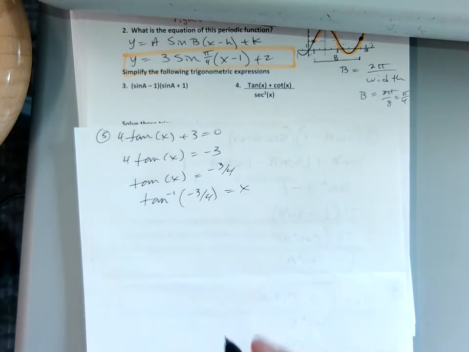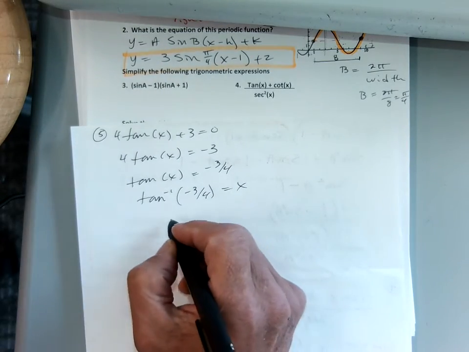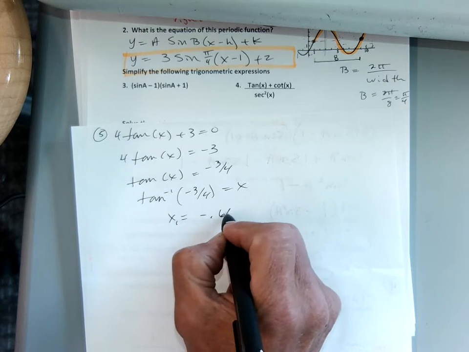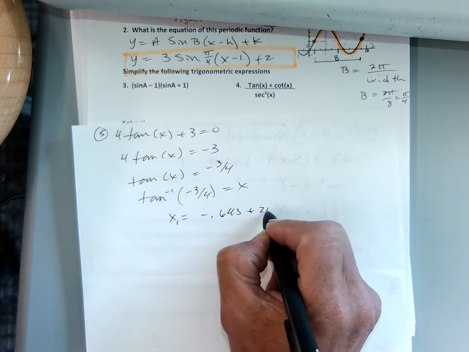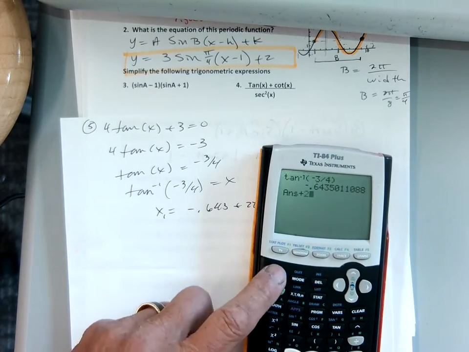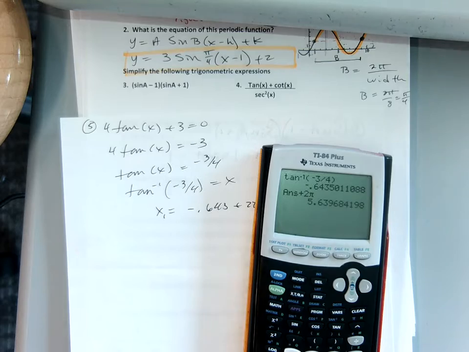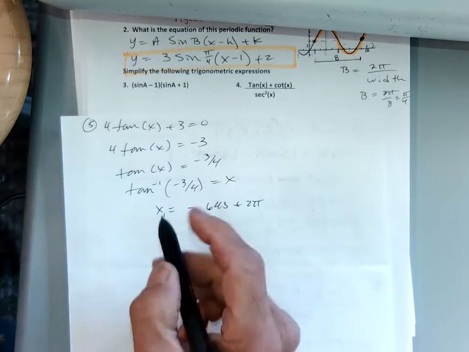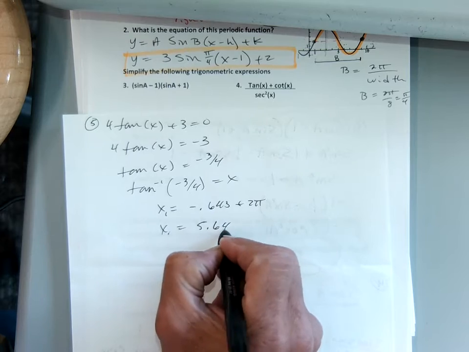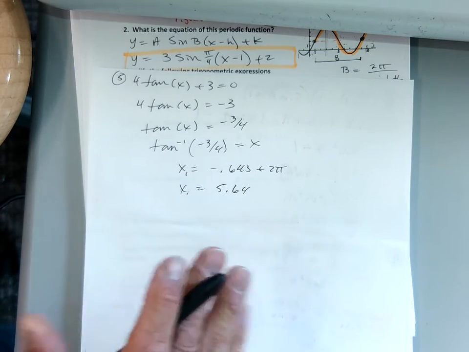So I take my answer, x1 is my negative 0.643, and I'm going to add 2 pi to it to make it a positive angle. So I add 2 pi to this, I get about 5.64, okay? So my first answer is 5.64, and that is an angle in terms of radians.